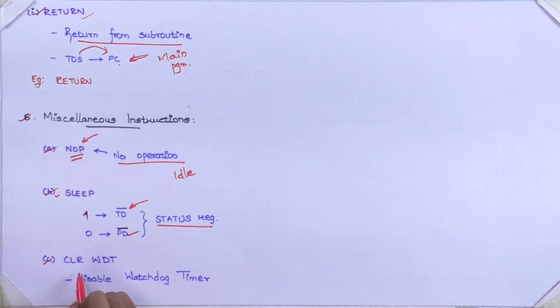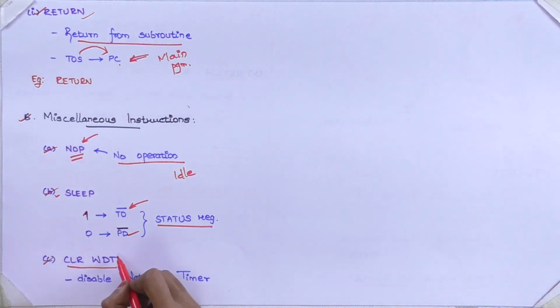And the next instruction is CLRWDT. WDT is nothing but watchdog timer. The function of the watchdog timer we have discussed in the previous video lecture. If you want to clear that watchdog timer, you can use this instruction. Okay, so these are all the instruction set of the PIC microcontroller. In general, we have only discussed the instruction set in this video lecture. Fine.